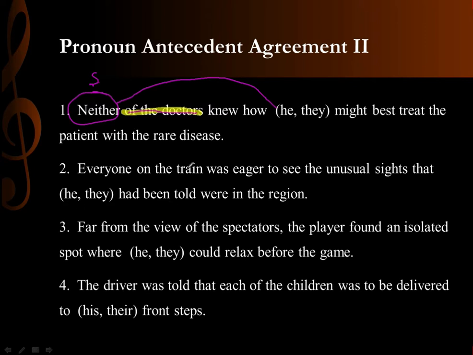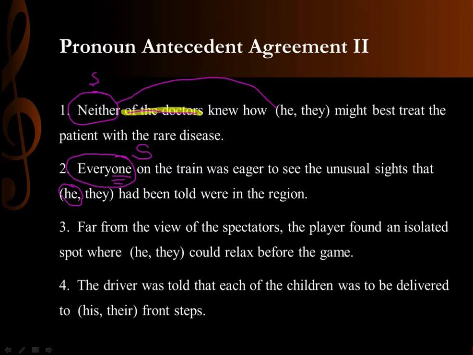We have: everyone on the train was eager to see the unusual sights that he or they had been told were in the region. Well, clearly, everyone is our antecedent. It is singular. In spite of the fact that it talks about a lot of people, it is a word that is singular. It says every one, not every 20. Therefore, our pronoun also must be singular in order for it to agree.